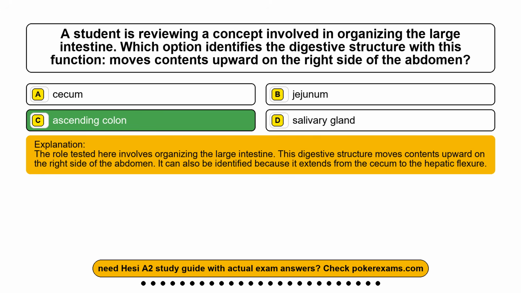The role tested here involves organizing the large intestine. This digestive structure moves contents upward on the right side of the abdomen. It can also be identified because it extends from the cecum to the hepatic flexure.